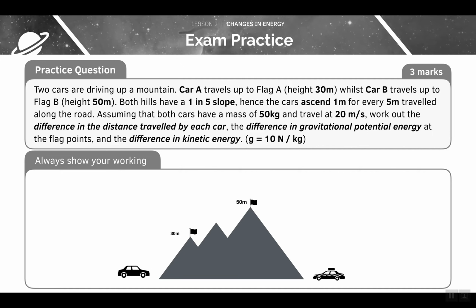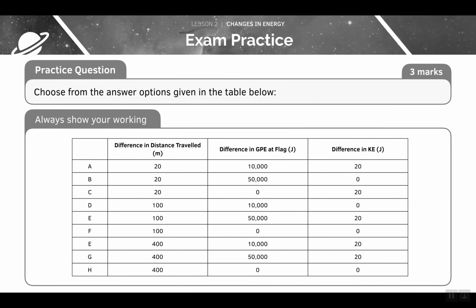Assuming that both the cars have a mass of 50 kilograms and travel at 20 metres a second, work out the difference in the distance travelled by each car, the difference in the gravitational potential energy at the flag points, and the difference in kinetic energy. Take the value for G as 10 newtons per kilogram. That was a lot of information, but the question is asking us to choose the answer options given in the table below. Pause the video now to see if you can work out the correct answer.